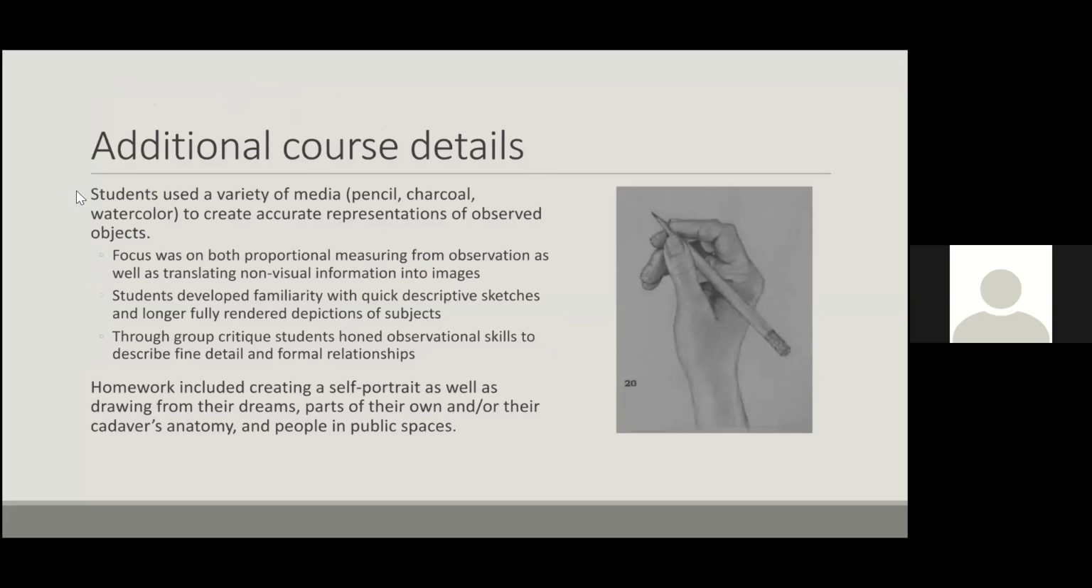Students used a variety of media throughout the class. They got instruction on creating accurate representations of observed objects. And they developed some familiarity with quick descriptive sketches and also longer, fully rendered depictions of subjects. And then we also had them do these group critiques. And the homework, which on average was about 30 to 45 minutes per week, included creating a self-portrait, as well as drawing from their dreams, parts of their own or their cadaver's anatomy, and people in public spaces.